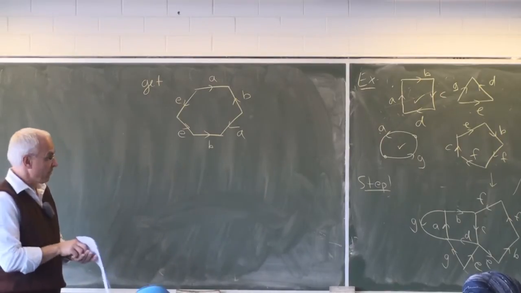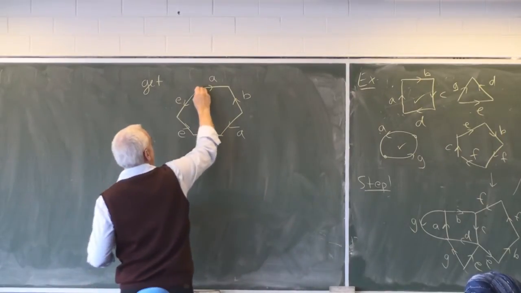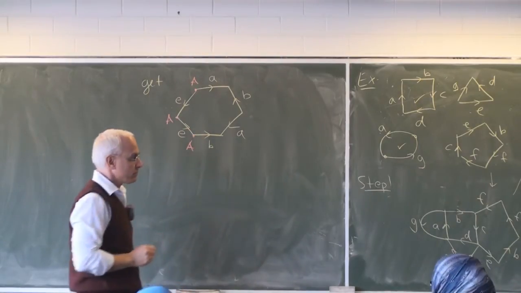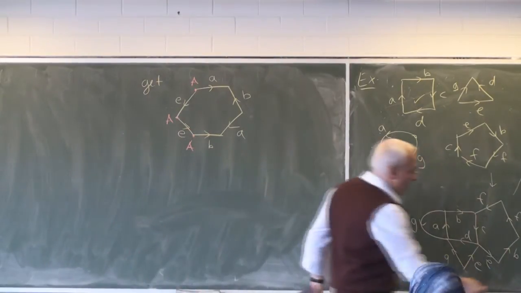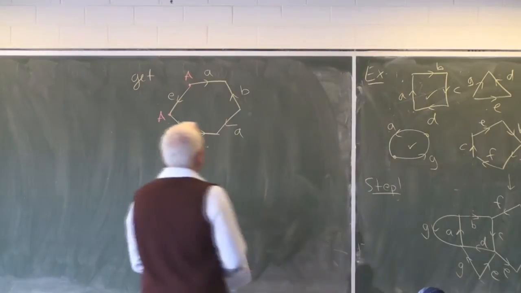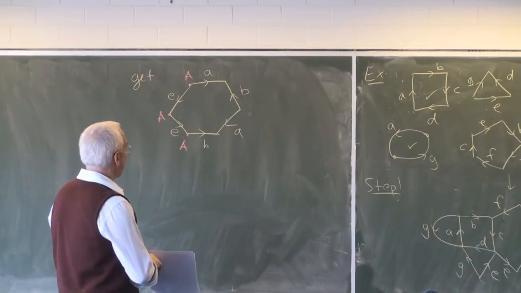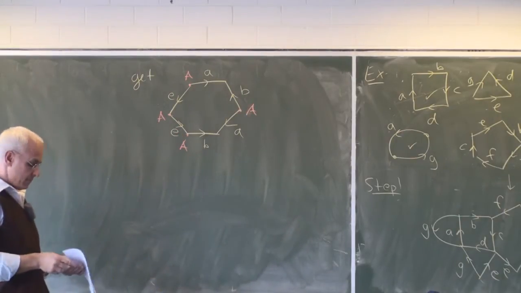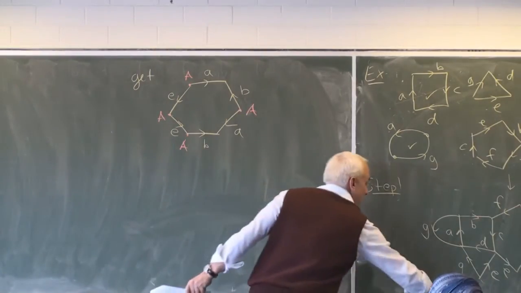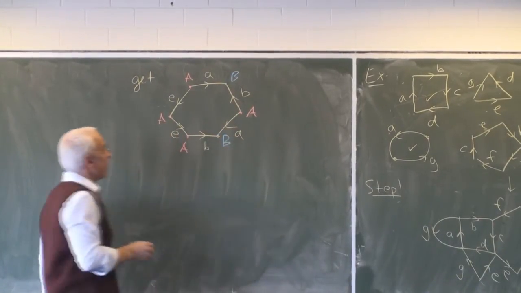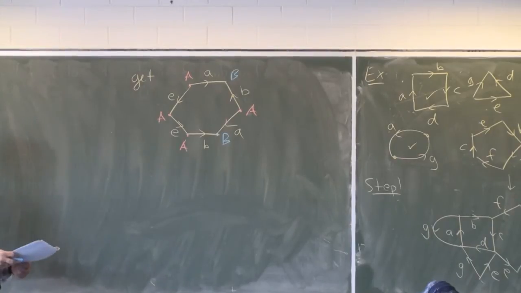Now what about the types of the vertices? These three are still type A, as they were before. But this new one that I've added is really the same as this one. So this is also type A. And the other two are going to be of type B. Let's just check that.